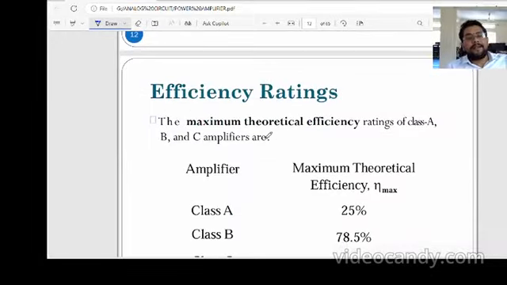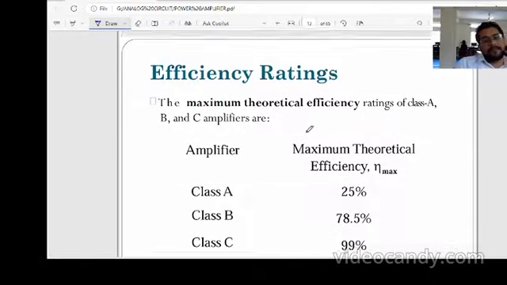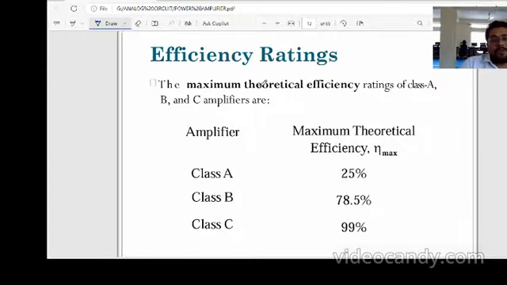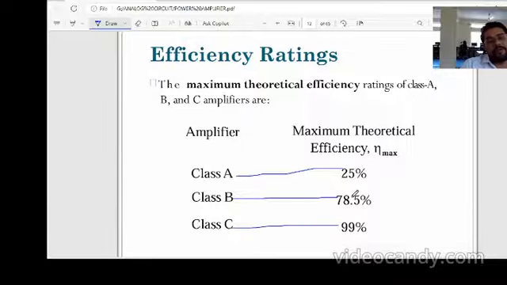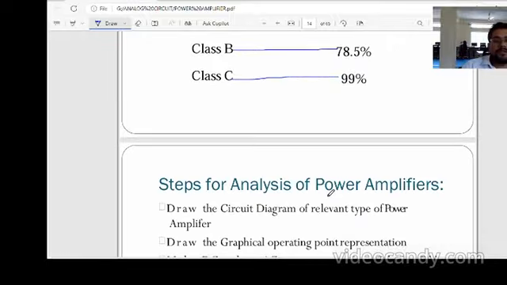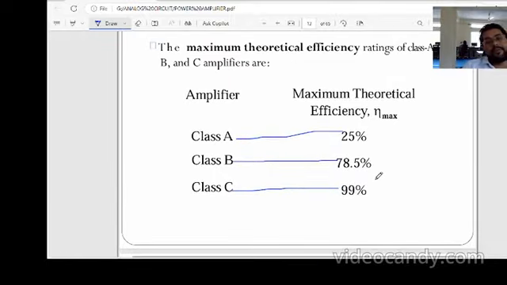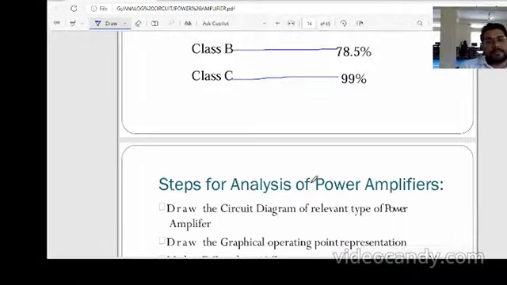Next, efficiency rating. They will ask the question: write the efficiency of class A, class B, class C. The maximum theoretical efficiency of the class A amplifier is 25%, class B is 78%, and class C is 99%. This is theoretical; 99% is not possible in practice, but they will ask for the theoretical efficiency of the power amplifier classes.